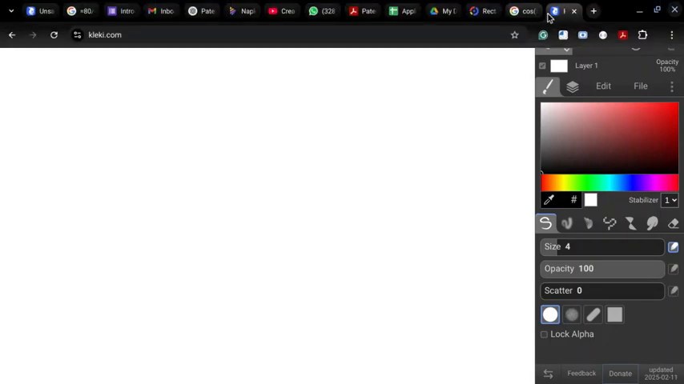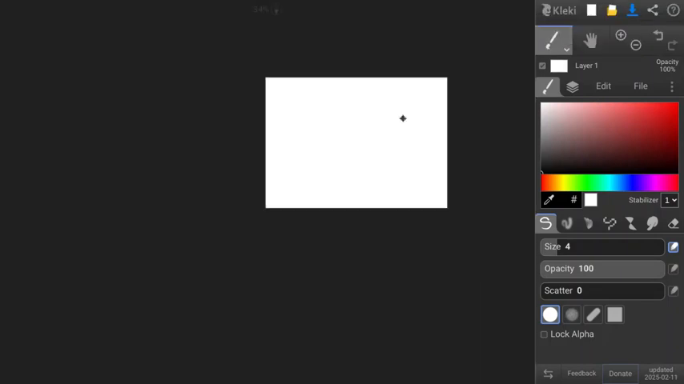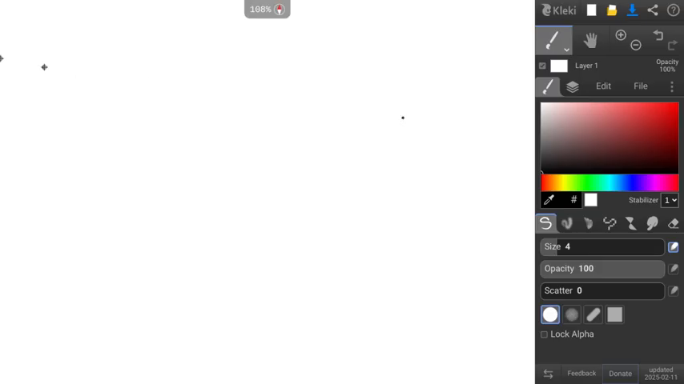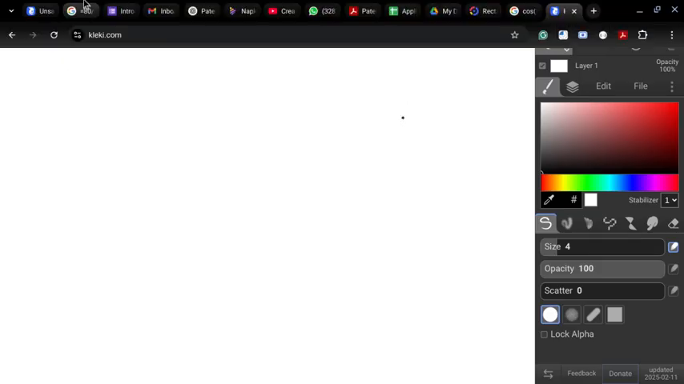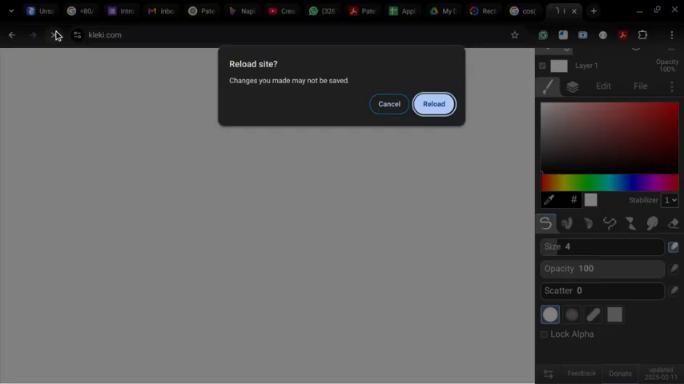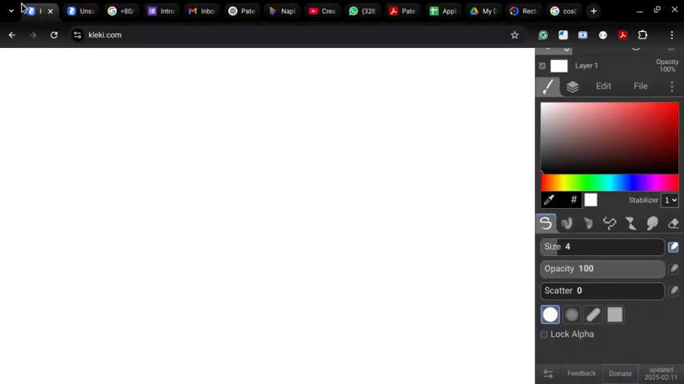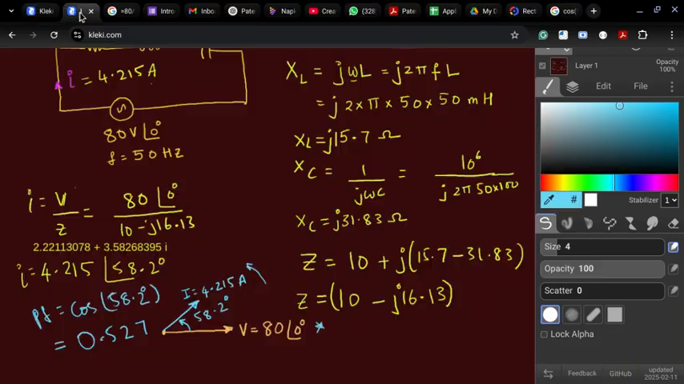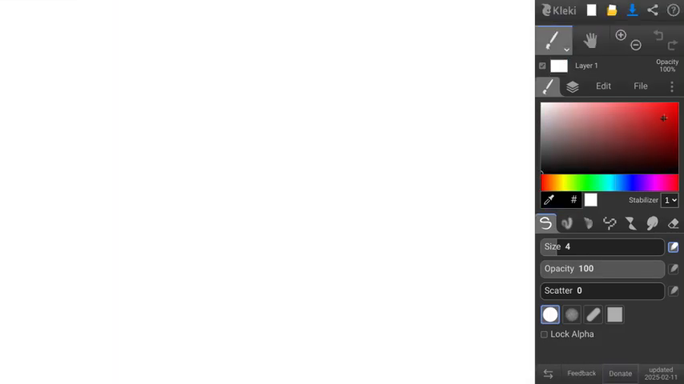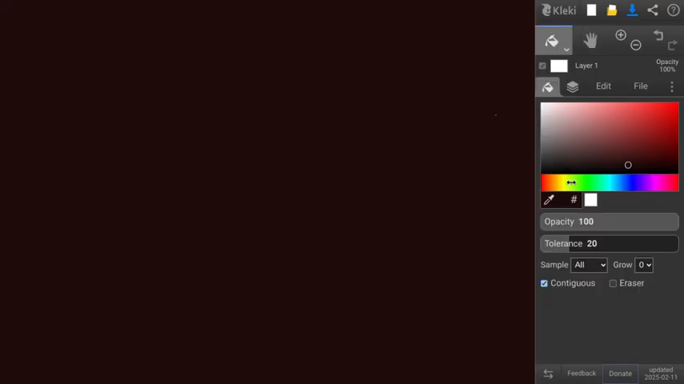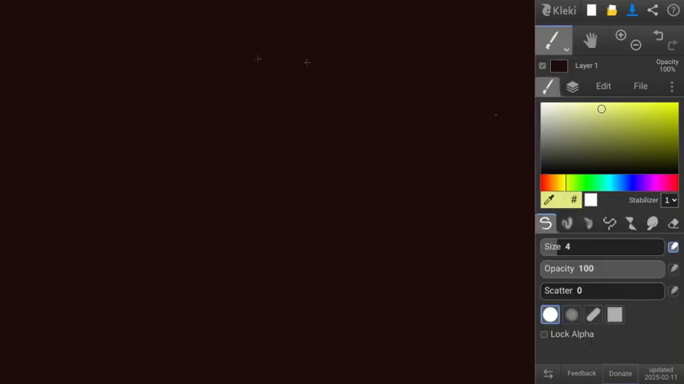What happened? I think I lost the circuit. Is it a problem with saving? Let's redraw again. This time I'll try a little quicker.